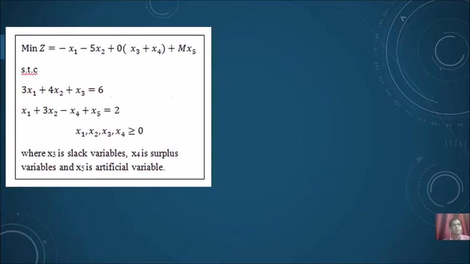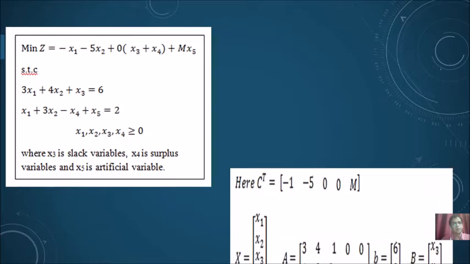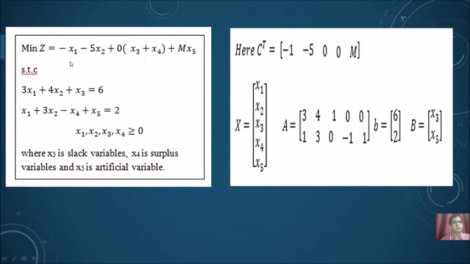You can see here, this is your augmented problem. Now the C transpose will have the values -1, -5, 0, 0, and then capital M. The X will be x1, x2, x3, x4, x5. Originally it was up to only x4. Now another variable is introduced in X, which is nothing but your x5, that is the artificial variable. Now this is interesting, capital A is nothing but your coefficient matrix. You can see here 3, 1, 4, 3, 1, 0 and 0, -1. So this is your original coefficient matrix.